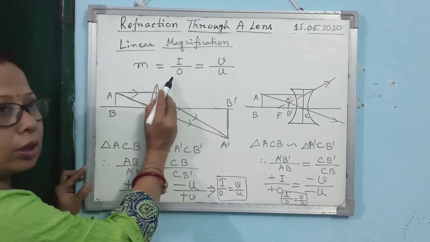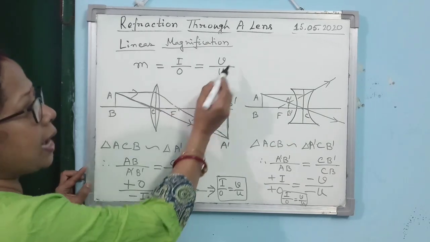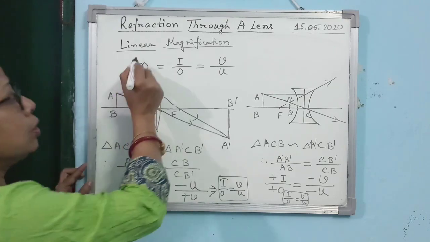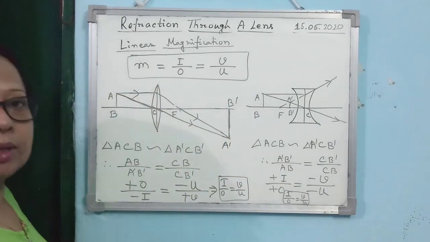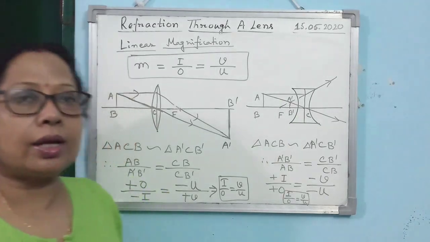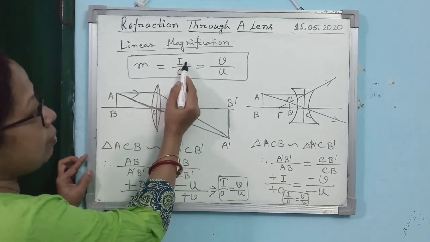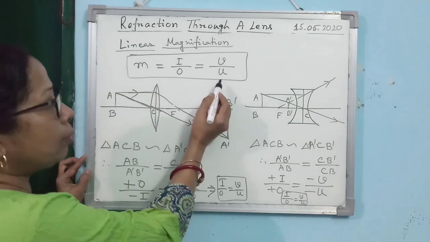This is O, equal to, you can write it, derive it as image distance by object distance, means V by U. So this is the formula for linear magnification. You have to learn and remember it for solving the numericals. Now you see how we are getting this relation. Image size by object size equal to image distance by object distance.